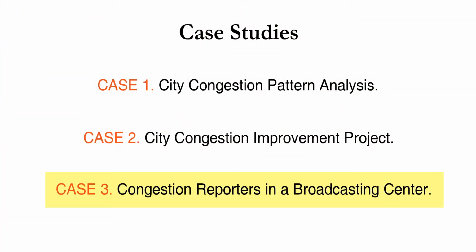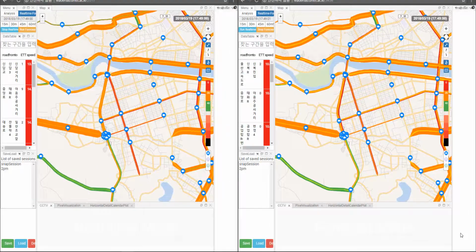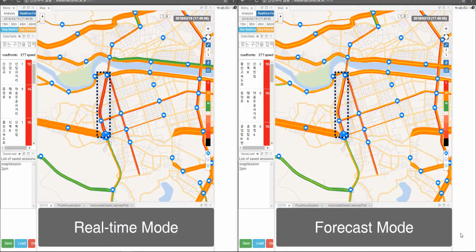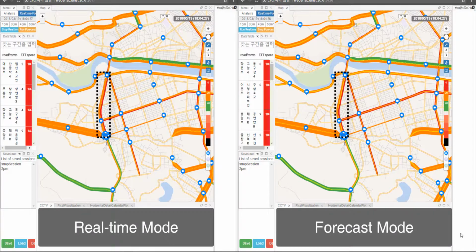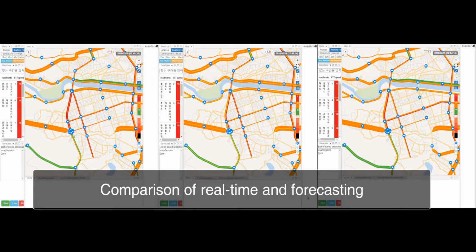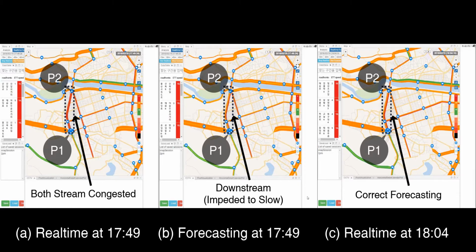In the last study, we show how congestion reporters in a radio station utilize our system for broadcasting city congestion. In the real-time mode, the black box road is congested in both directions and our system predicts the upstream road will be congested after 15 minutes. Here we see our system predicts that congestion conditions in both streams will be better at 6:04 p.m.